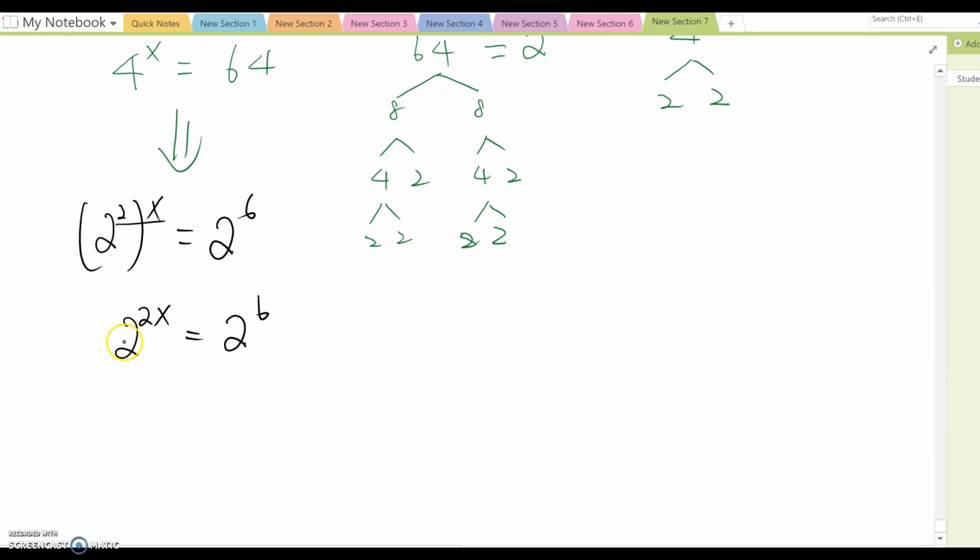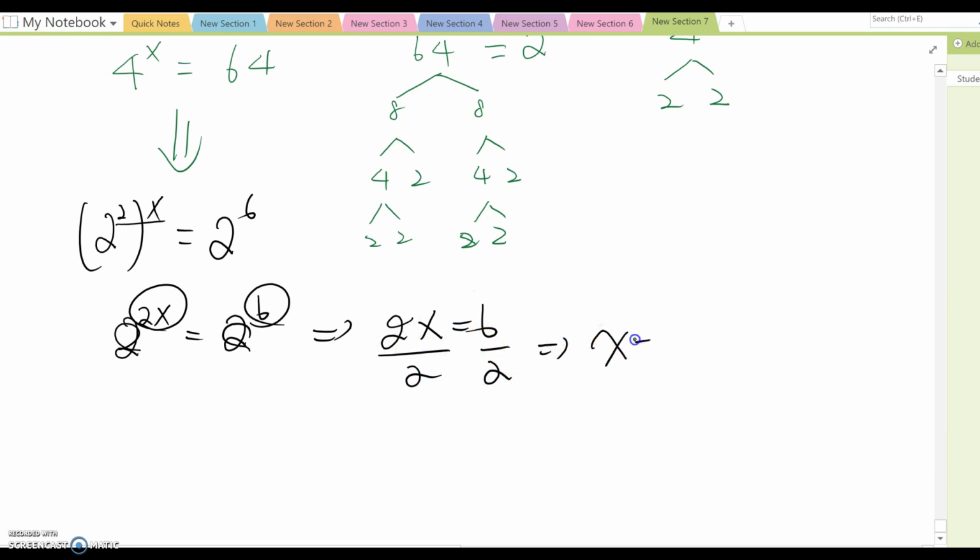As you see, the base is the same here. Then the exponents must be equal to each other. So 2x equal to 6, and divide by 2, then x equal to 3.